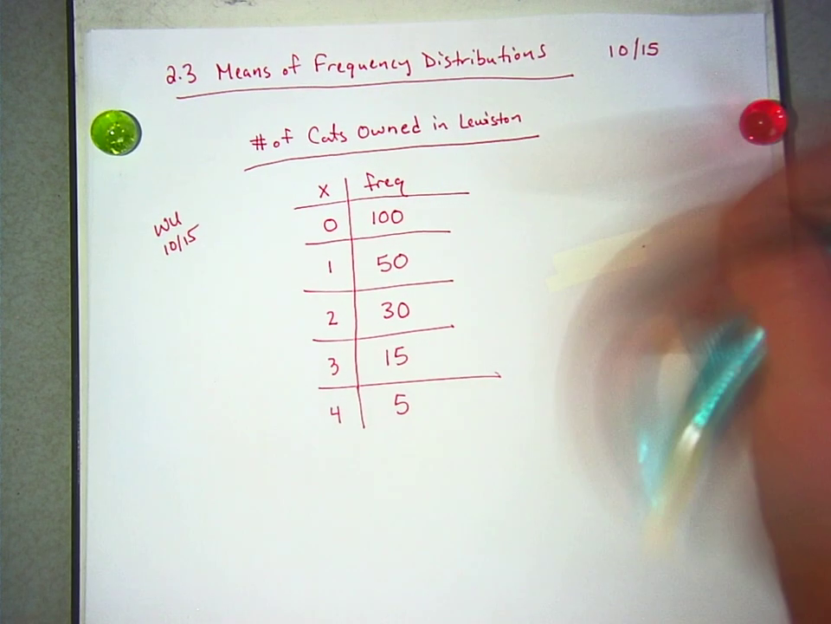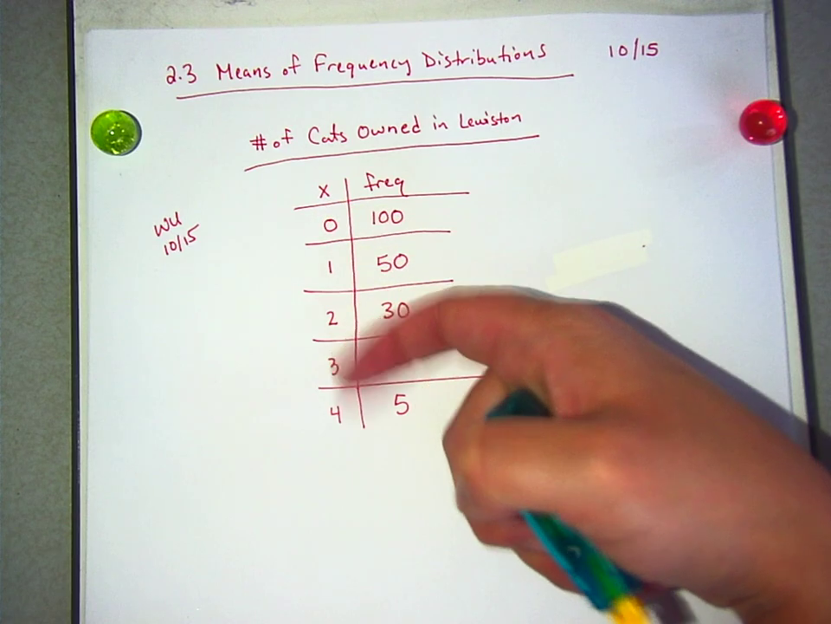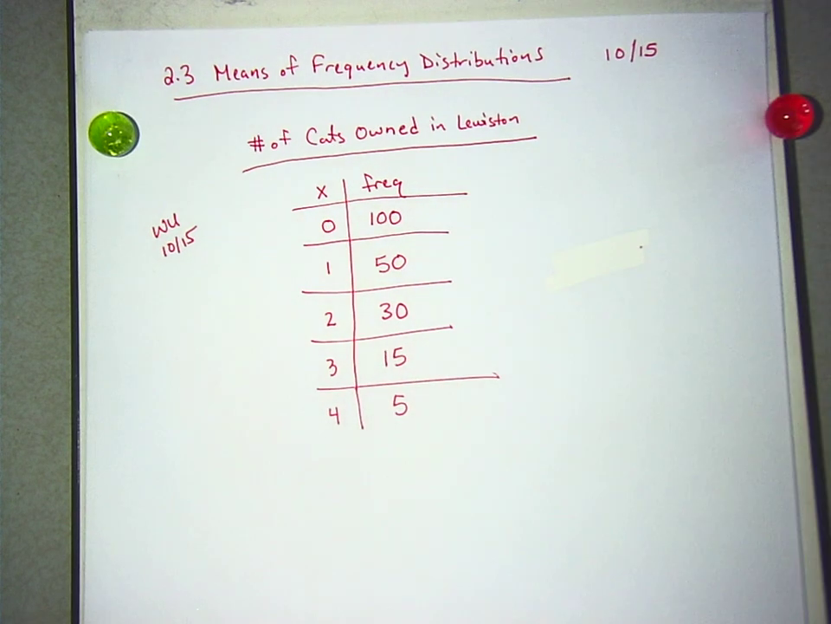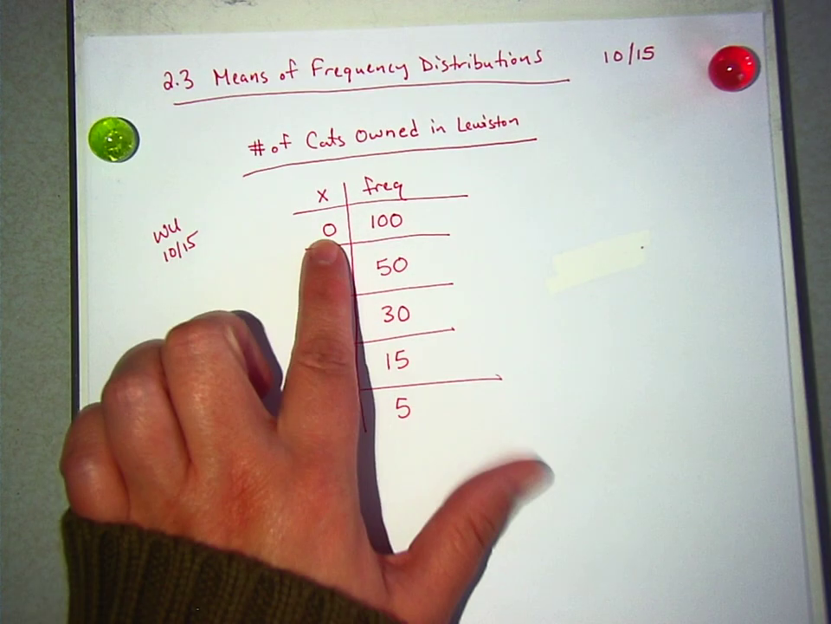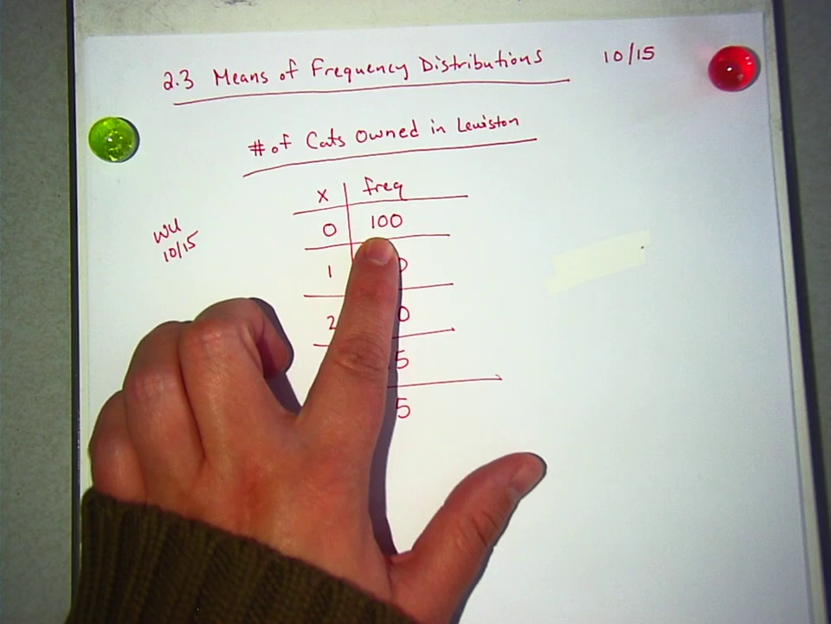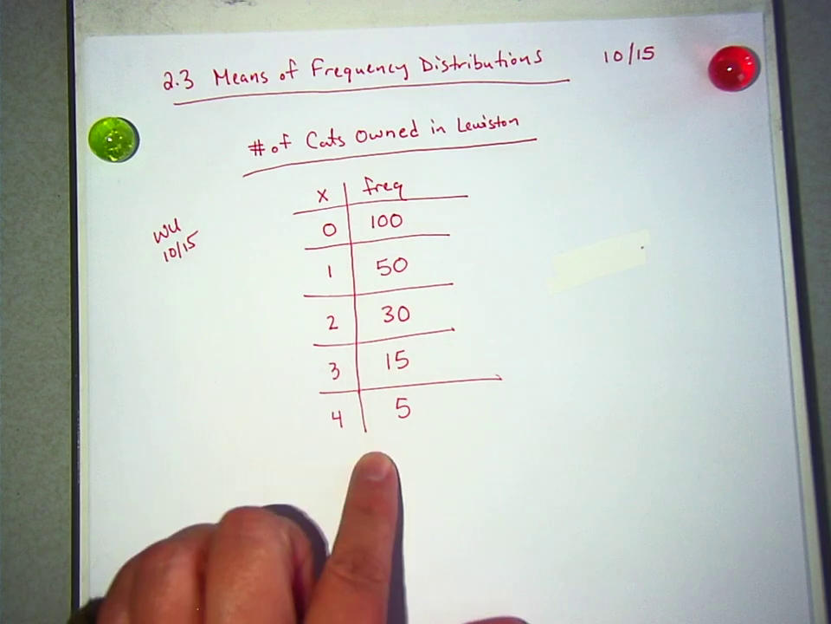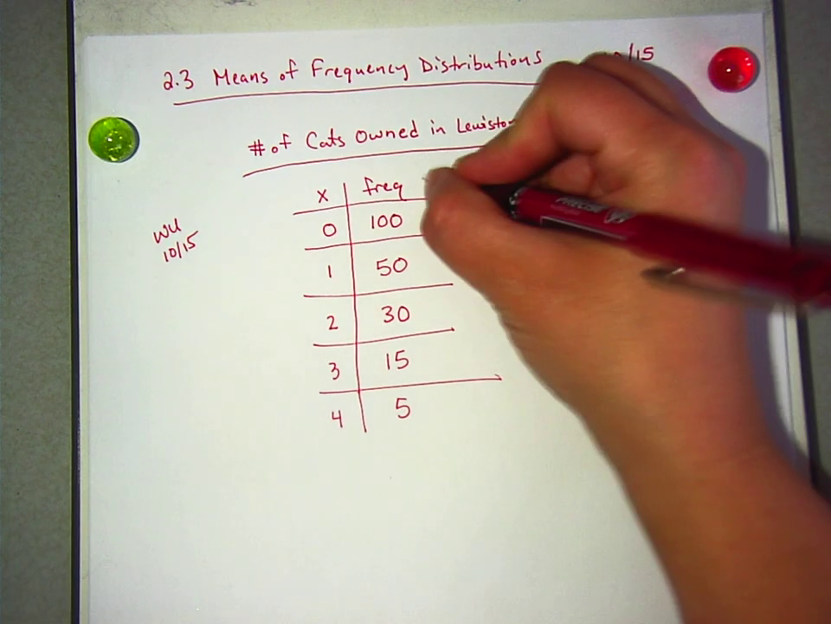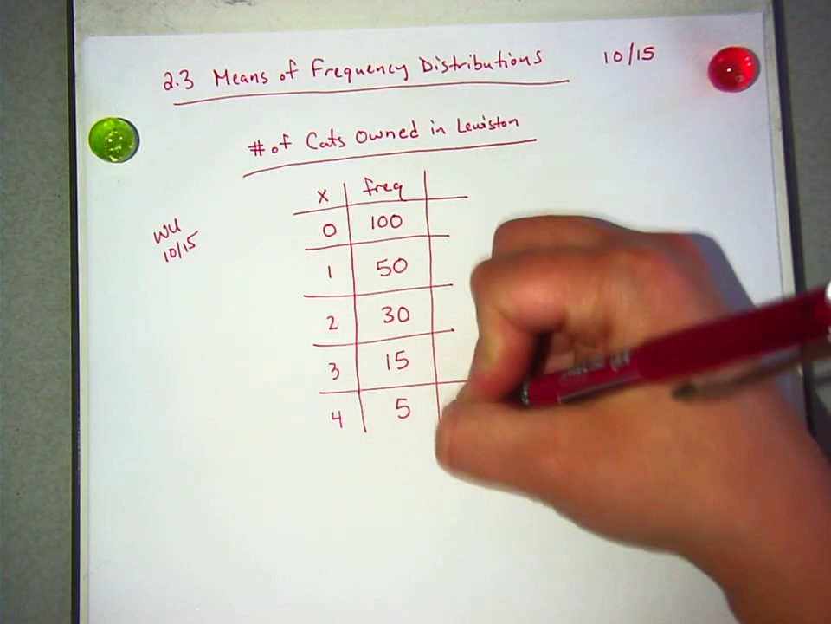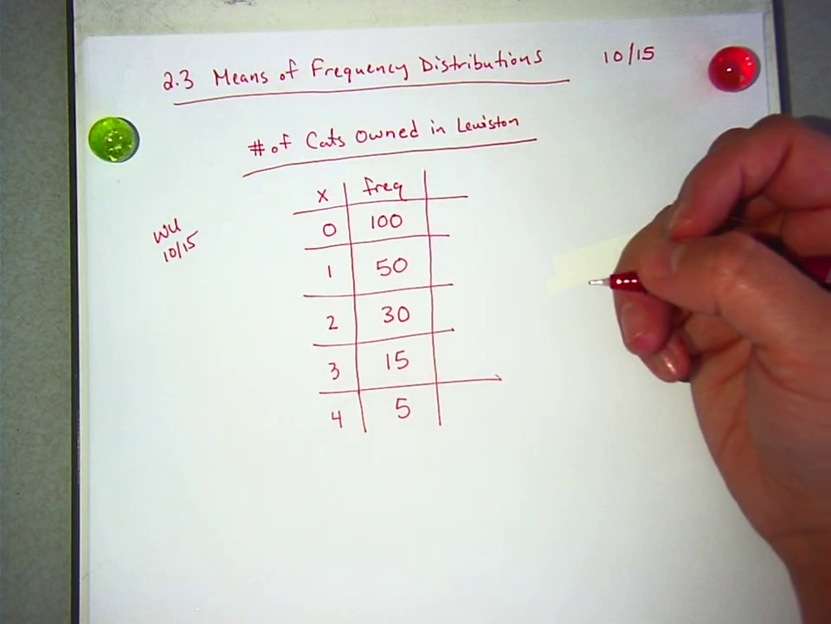Could you just take 0 plus 1 plus 2 plus 3 plus 4 and then divide by 5? No. How come? Right, because 0 weighs a lot more than 4. So they shouldn't be weighted the same. In fact, if you think about it, it's not one 0, it's 100 zeros.